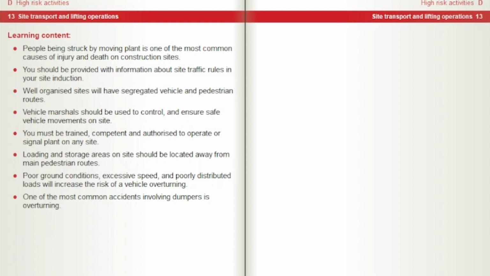Loading and storage areas on site should be located away from main pedestrian routes. Poor ground conditions, excessive speed, and poorly distributed loads will increase the risk of a vehicle overturning. One of the most common accidents involving dumpers is overturning.